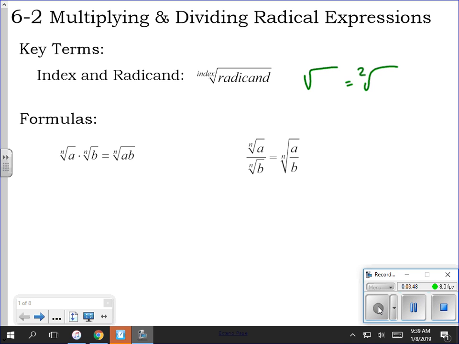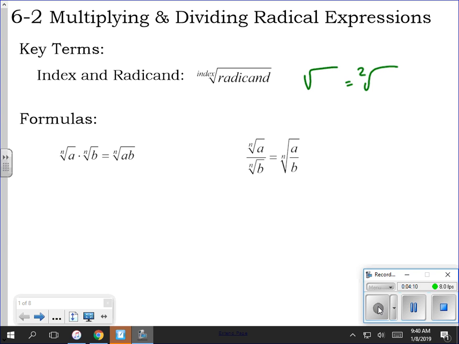And there is no single root. There is no index of 1. That doesn't exist. It's not a concept we work with. So we don't write an index of 2. If you see a radical by itself, that means it has an index of 2. This will be much more important later on in some of the stuff we do, but it needs to be introduced at this point.